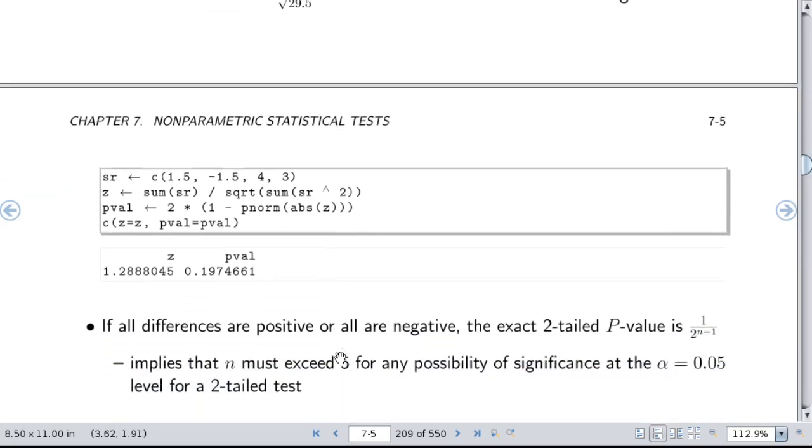Now there's a nice trick to remember that if all of the differences are positive or all of the differences are negative, the magnitudes don't actually matter anymore. And you can get an exact two-tailed p-value very quickly by just taking 1 over 2 to the number of observations minus 1. The minus 1 comes from the fact that we're using a two-tailed test here. Now you can solve for what's the smallest n can be such that you could get a p-value less than 0.05. We're kind of suspending our skepticism at using an alpha of 0.05. And you see that n would have to be greater than 5 for you to possibly get a so-called significant result with the Wilcoxon signed rank test, even if all the differences are positive or all are negative.